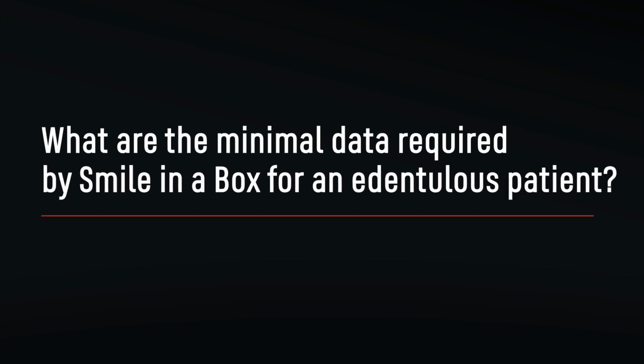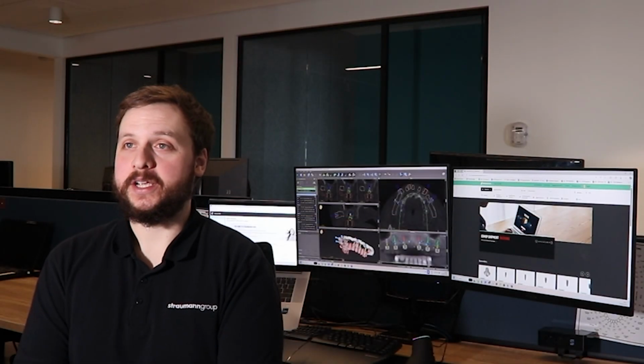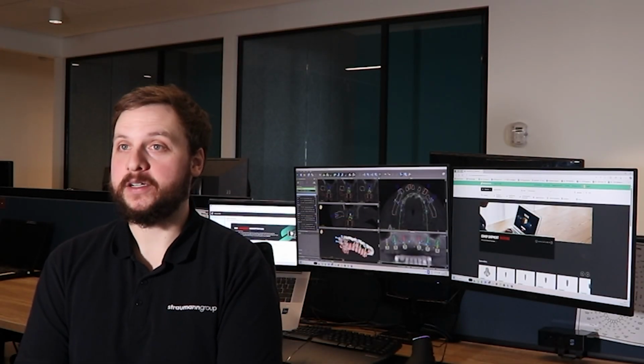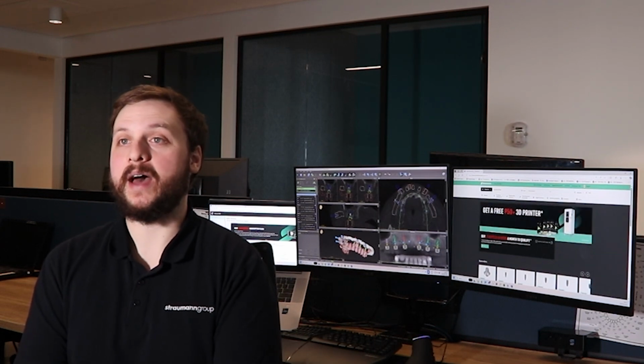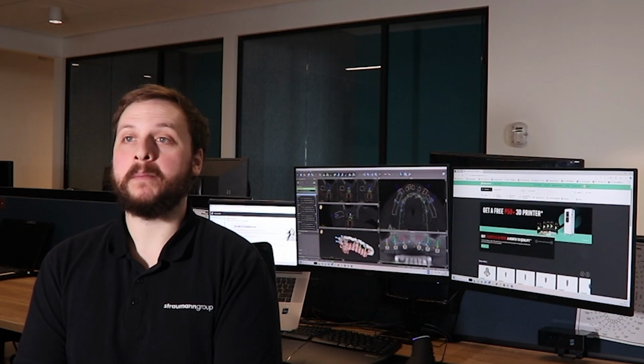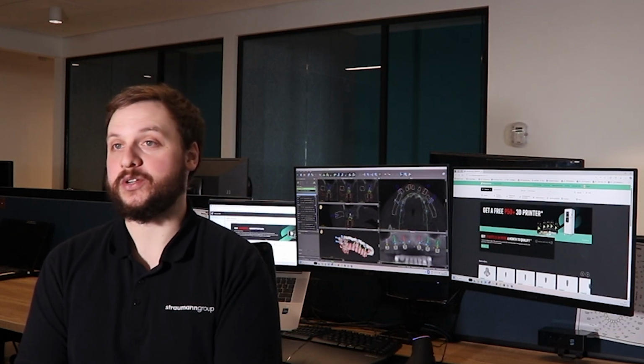What is the minimal data required by Smile in a Box for an edentulous patient? For an edentulous patient, a dual-scan protocol must be followed. This means a scan appliance such as a denture should be used during the data acquisition. Radiopaque markers are placed on the denture and a CT scan of the patient wearing the denture is done.